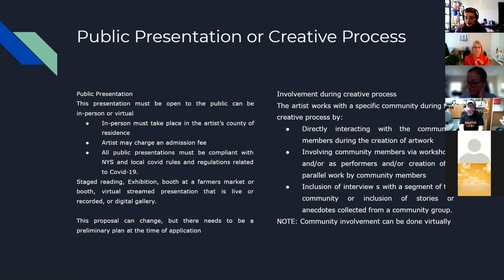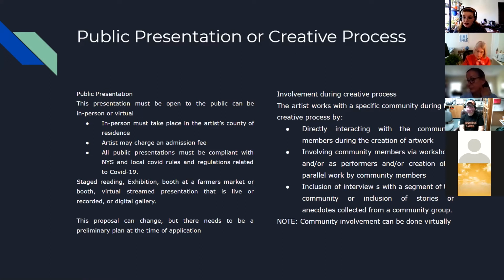So as I mentioned, there are 2 different branches within this grant that you can go down. There is either public presentation or creative process. Public presentation is what it sounds like. You take the work that you create and you present it to the public in some capacity. It must take place in the county you reside in. So if I were to apply, I would have to do it somewhere in Monroe County.